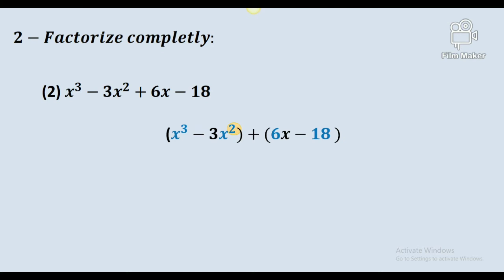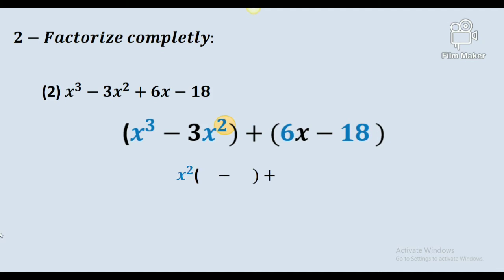When you take x power 2 as a common factor, the remainder here will be x power 1. How do we get it? x power 3 divided by x power 2 equals x. Or you subtract the powers. In division, you subtract the powers. 3 minus 2 is 1. x power 1 means x. Then the remainder here is negative 3. And from here, what is the common factor? I can take 2 as a common factor because 6 and 18 are even numbers.